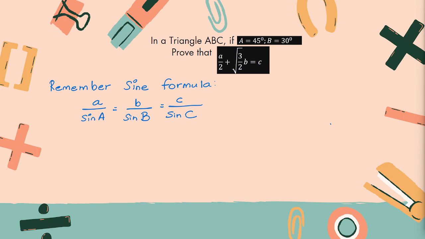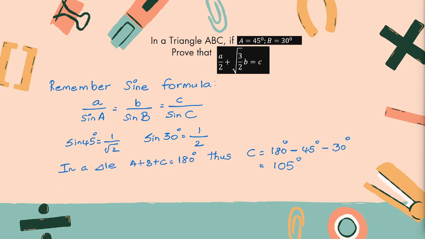Okay? And now what we're going to do is, we know sine 45 and sine 30, but we don't know what C is, so we can't find sine C. So to find C, we have the formula A plus B plus C equals 180. We know that A is 45 and B is 30. So thus, C has to equal 180 minus 45 minus 30, or 105 degrees.